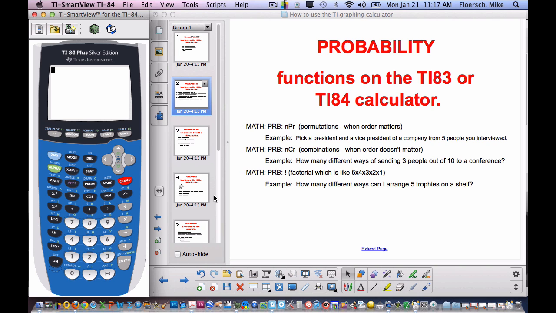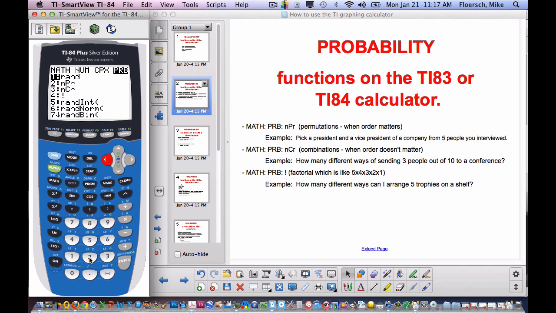Let's do an example. We want to pick a president and a vice president of a company from 5 people that are interviewed. In this case, order will matter because my president will be my top person where my vice president will be my second top. And I only have 5 people that I interviewed. So I want to do 5, and then we're going to do math, and you can scroll right to the left, and there's your options.